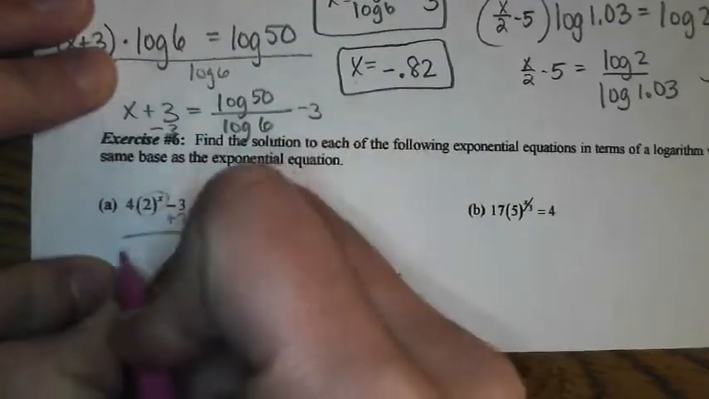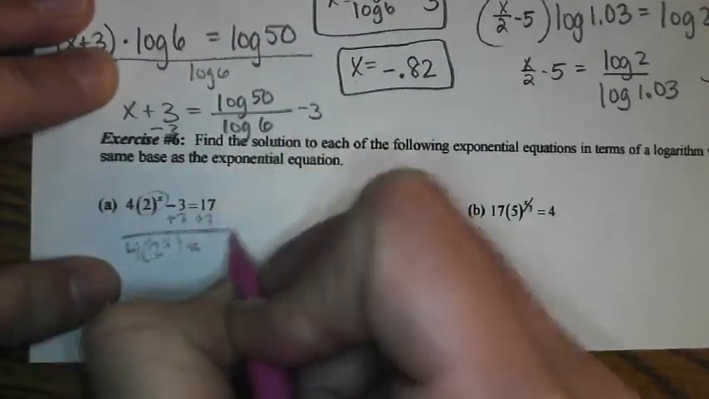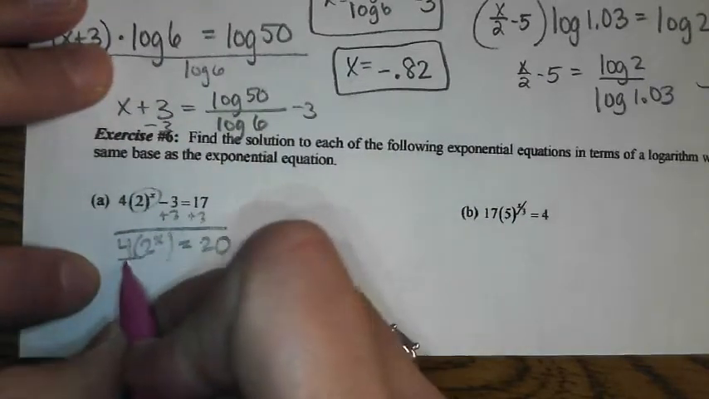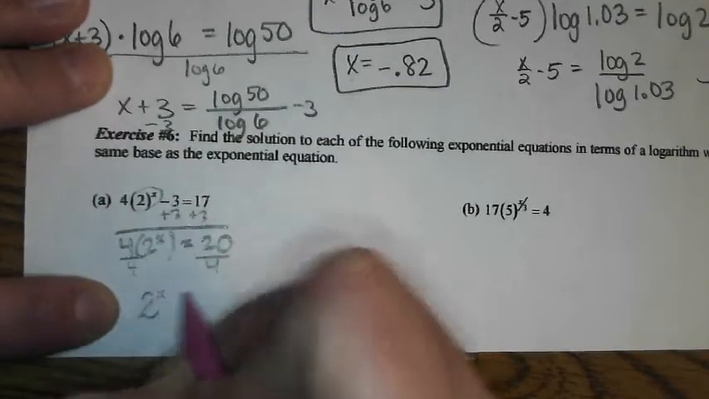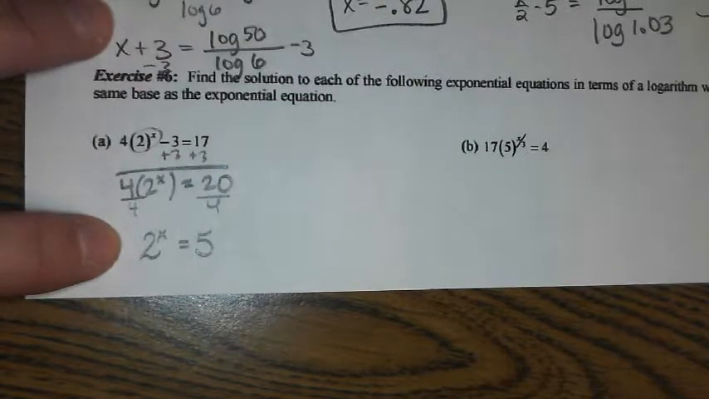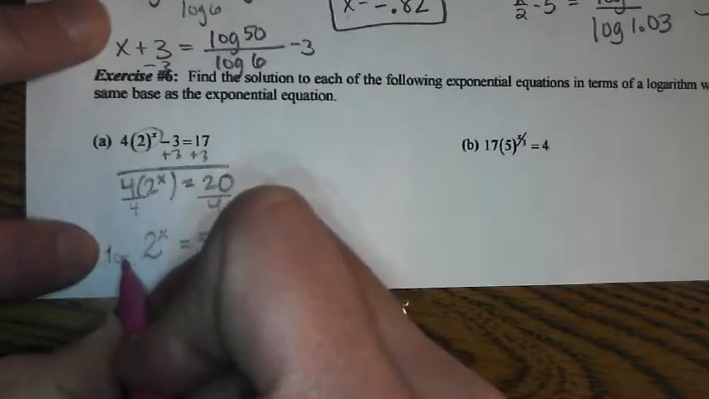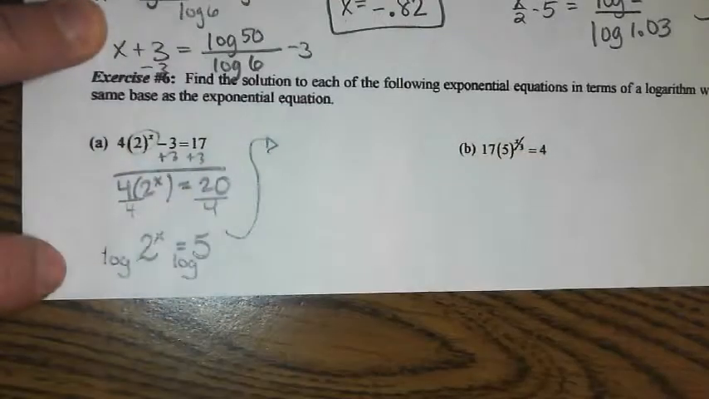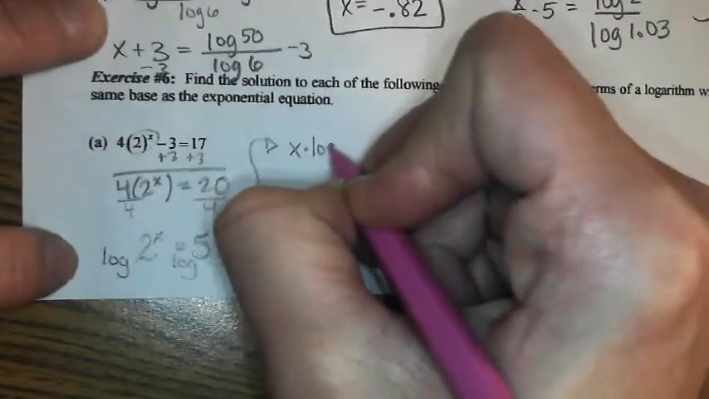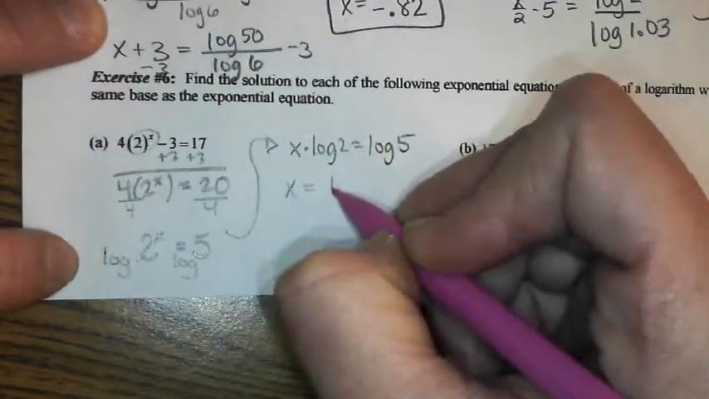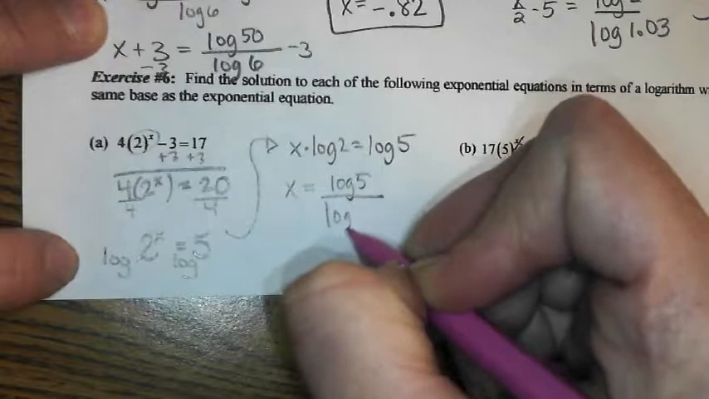Good. 4 times 2 to the x equals 20. Then I have to divide by 4 so that I have just my base to my power. And I solve from there. Are we good? And then we would log from here. Log both sides. Bring your x out in front. X times the log of 2 equals the log of 5. So x equals log 5 divided by log 2.